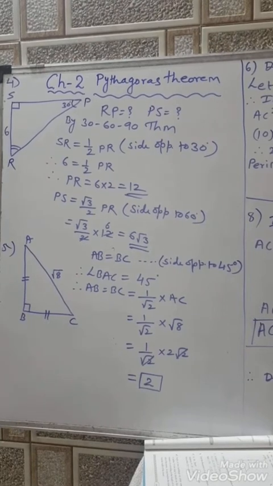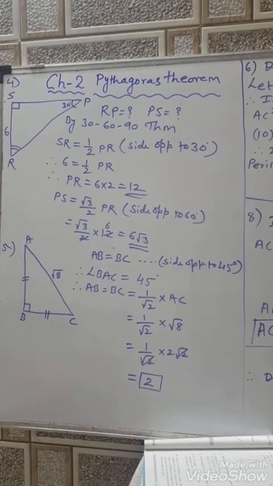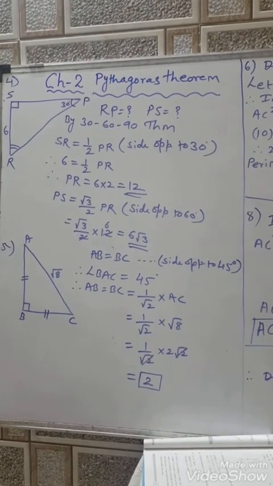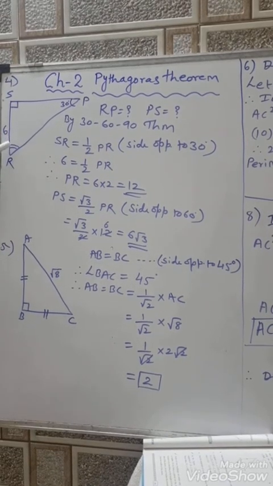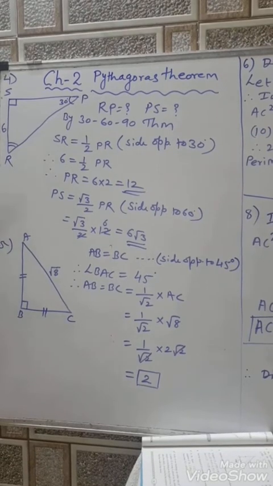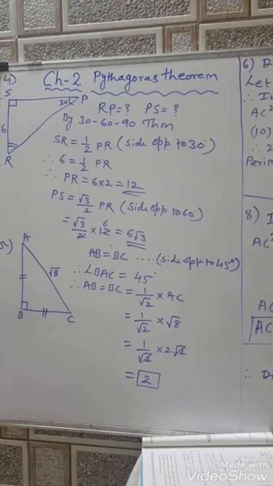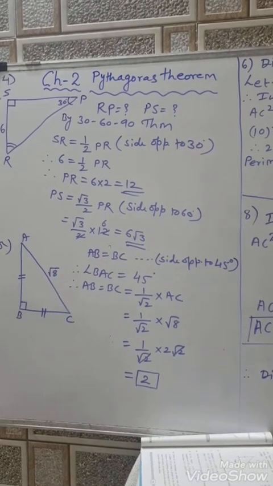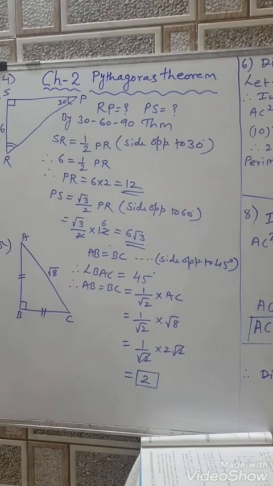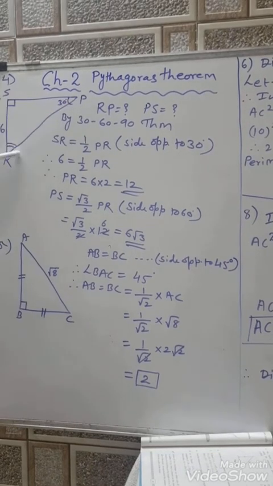In triangle PSR we can see angle P is given as 30 and angle S is given as 90. So one angle is 30, the other is 90, so the last one is 60. Here we use the 30-60-90 theorem, which we did in the 9th standard. What is the 30-60-90 theorem? We know the side opposite to 30 is half of the hypotenuse. So the side opposite to 30, that is SR, is half of the hypotenuse PR.